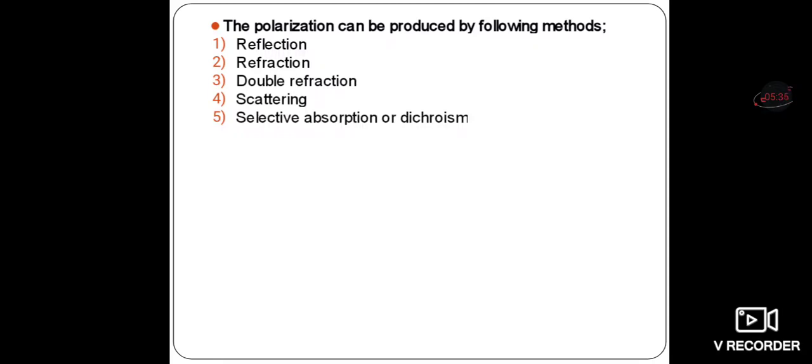So with all these methods we can get polarization. Polarized light can be obtained by certain methods: refraction, reflection and double refraction, scattering, and selective absorption or dichroism. In this, first we will discuss polarization by the reflection method.